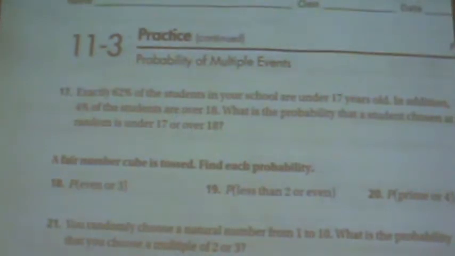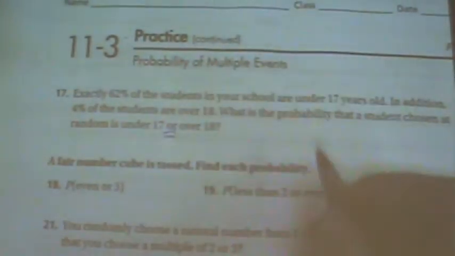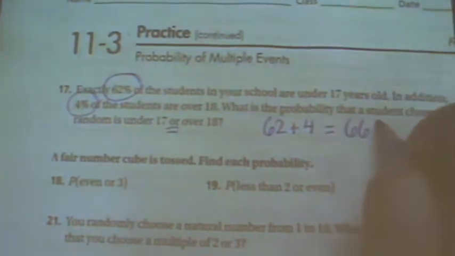Here's an easy one. These are mutually exclusive. Exactly 62% of the students at your school are under 17 years old. In addition, 45% of the students are over 18. So you can't be under 17 and over 18 at the same time. They're mutually exclusive. So what is the probability that a student chosen at random is under 17 or over 18? What do you do with these two percents? You add them. What do you get? What's 62% plus 4%? 66%.